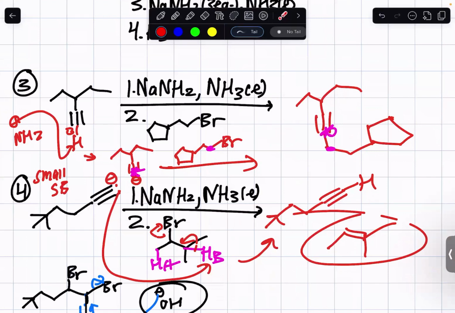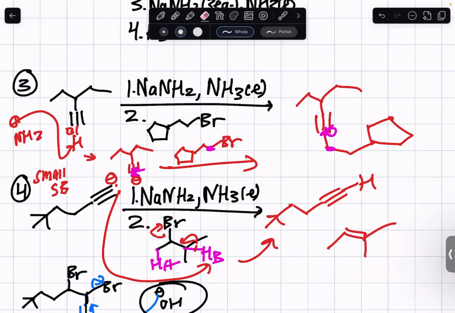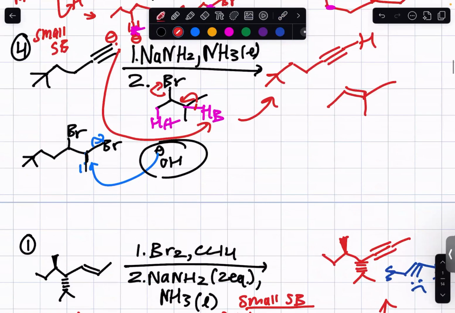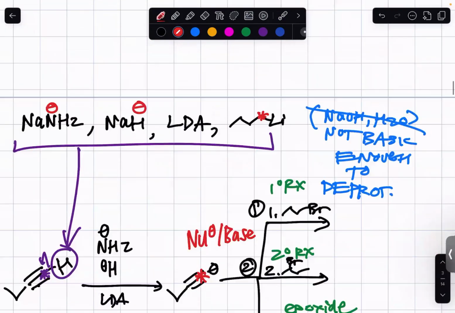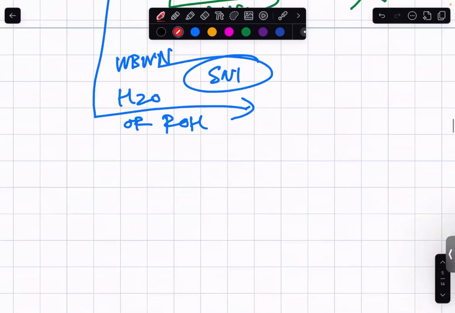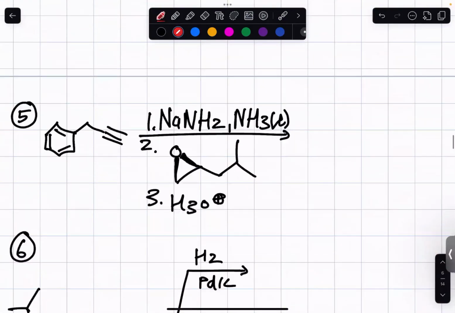Any questions on this before we move on? Nope. Okay, let's do number 5. So NaNH2 again, terminal alkyne again. Create that alkynyl anion by deprotonating it. Now, what will happen next with the next reagent?